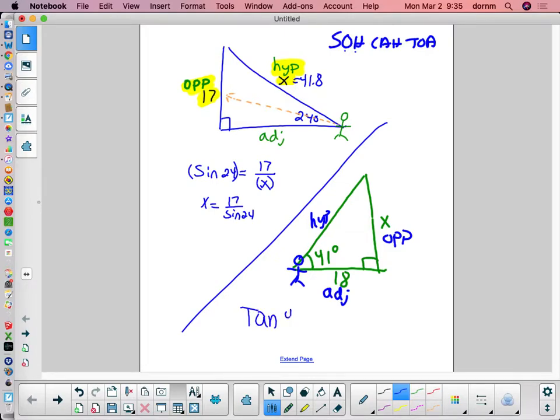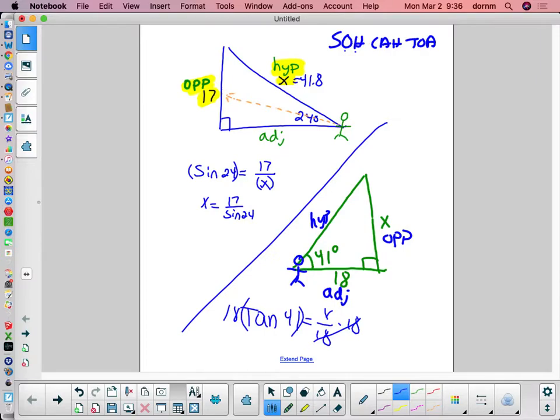Tangent of the angle equals, and SOHCAHTOA even tells me the ratio order, so opposite over adjacent. So x over 18. Aha, the x is on the top this time. So multiply both sides by 18. Now notice it's not the 41 that's being multiplied by 18, it's the value tan 41 that's being multiplied by 18. So I'm going to do 18 times tan 41.